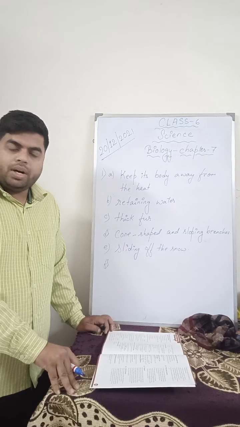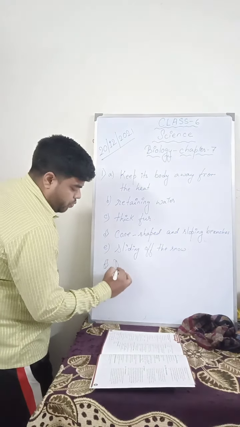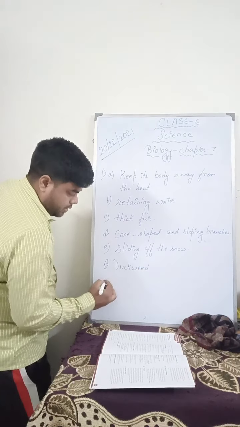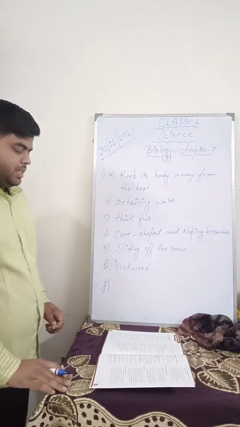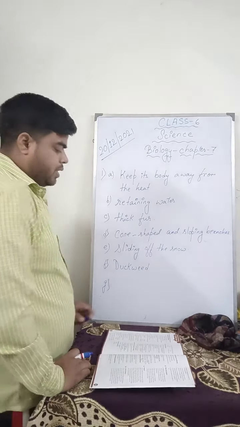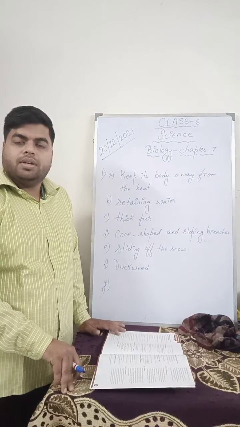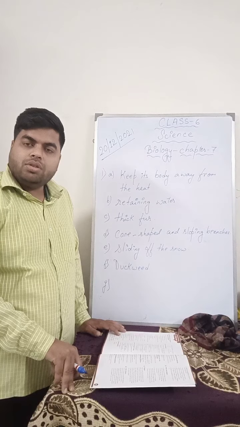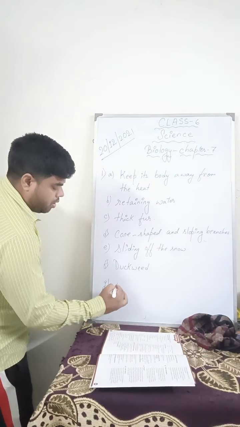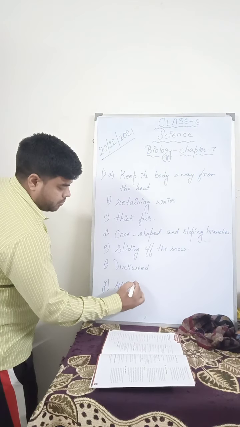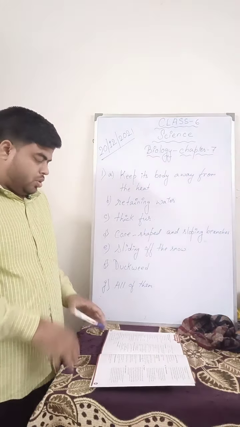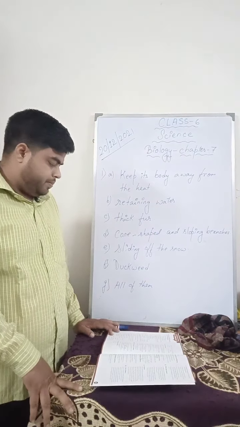Number F. The plant that floats in water is duckweed. Among the given options, duckweed is the correct answer. And number G. Which of the following is a xerophyte? That means which of them grows in the desert? Cactus also grows, palm tree also, as well as teak. So the answer will be all of them. So please note this down in your book.